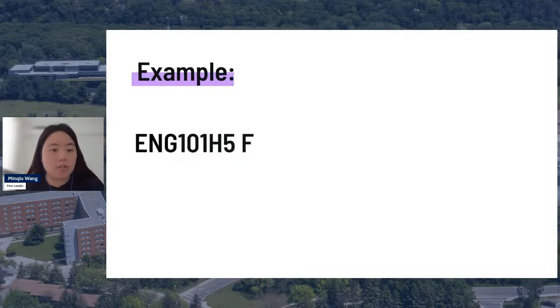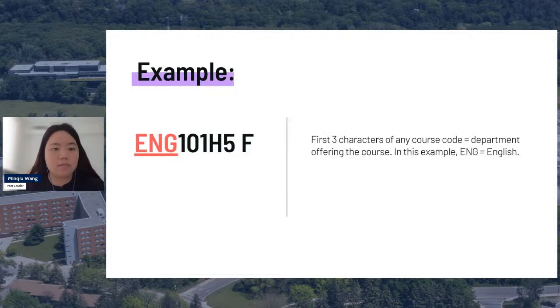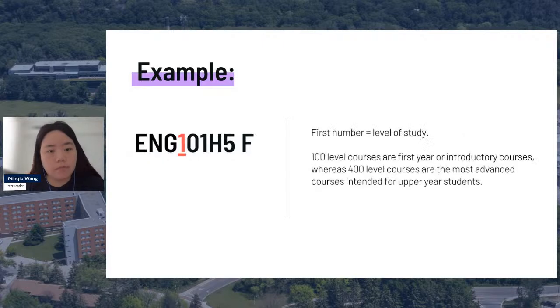Here we have the example ENG101 H5F. The first three characters in any course code mean the department that is offering this course. With our example, ENG stands for English, so that means the Department of English is offering this course, and it is an English course. The first number in any course code means the level of study. With our example, ENG101 has a 1, so it is a 100 level course, and 100 level courses are first year or introductory courses. On the other end of the spectrum, we have 400 level courses, which have a 4. They are the most advanced courses, intended for upper year students.